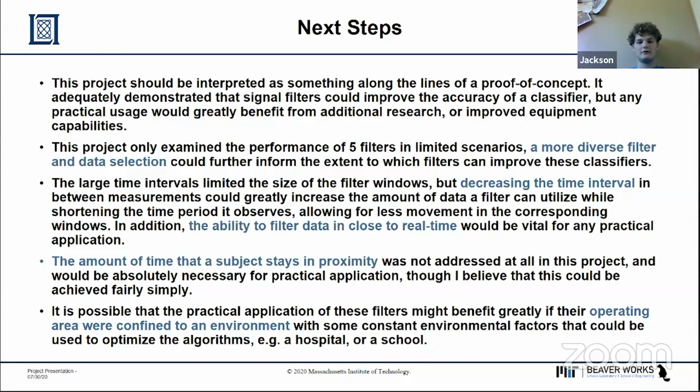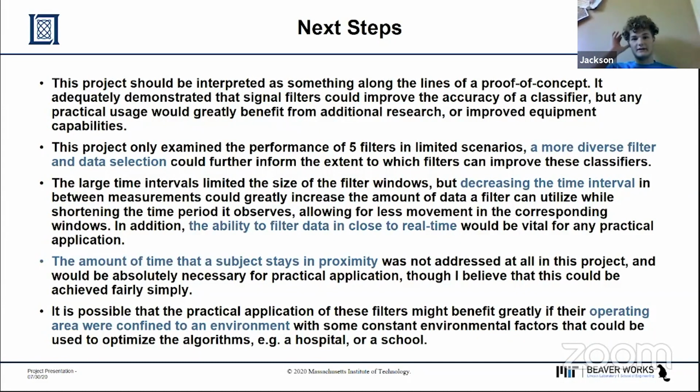In addition, if these were to be used, it would be nice to be able to filter the data in close to real time, but that would mean that it could not affect or use any data from the future, meaning all the filters would need to be causal. However, this could likely be easily implemented with a few adjustments to the code. The "too close, too long" aspect of the Bluetooth contact tracing system wasn't addressed in this project, though I believe it could be rather simply addressed. However, it would definitely need to be investigated in order for any of this to be put to practical use in any sort of environment.